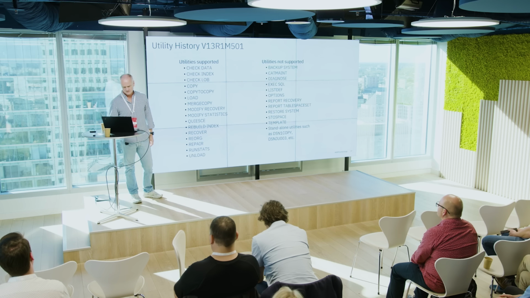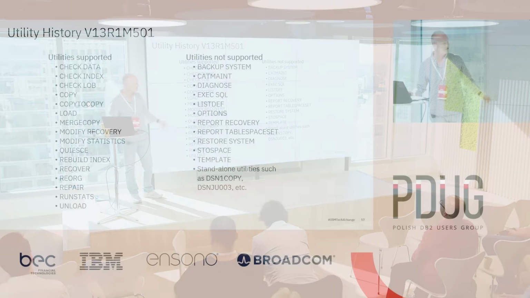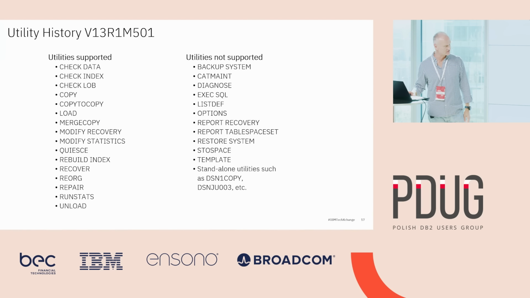And here you can see the utilities that are supported and the utilities that are not supported, which I'm hoping makes sense, like OPTIONS is technically a utility. LISTDEF is technically considered a utility, but it makes no sense to have a row in SYSUTILITIES separately for LISTDEF. And things like DSN1COPY don't even have to have Db2 up to run.